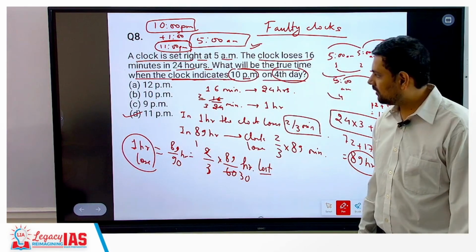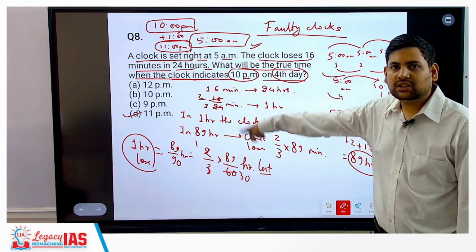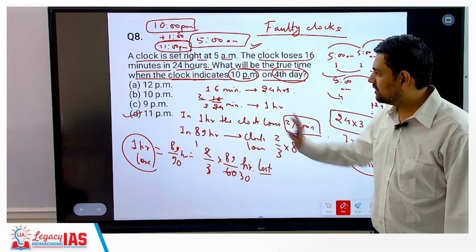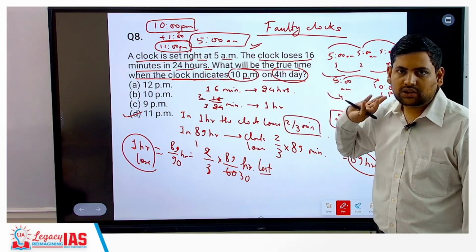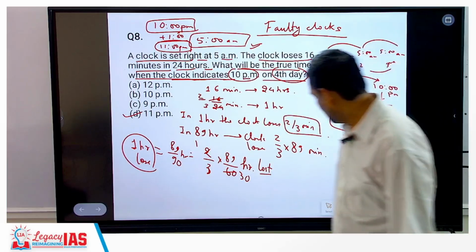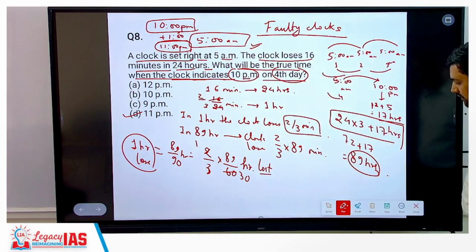Okay. That is, if in 24 hours it loses 16 minutes, then in 89 hours it loses how many minutes? That only you have to do. Understood? Okay. Now let's see another type of question.